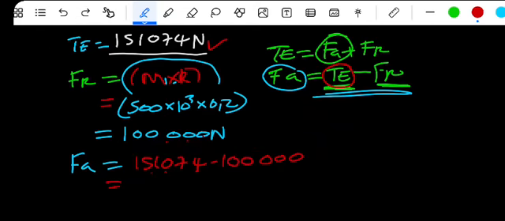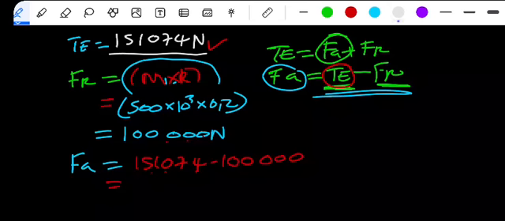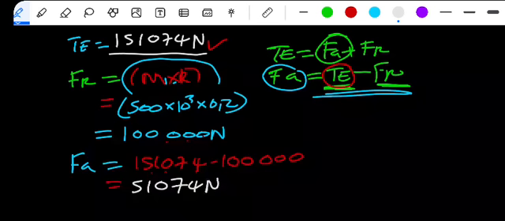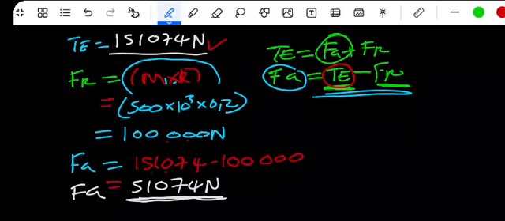what are you going to obtain? Anyways, the accelerating force will be 51074 Newton. This is our FA. Now we have to find the acceleration.